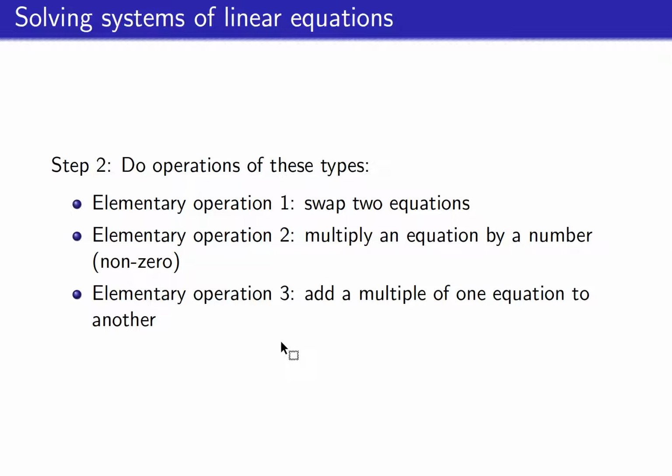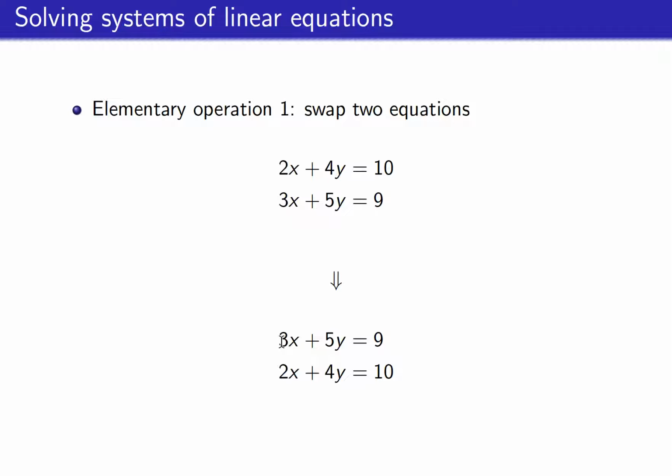So let me illustrate these operations with some examples. So let's say we have this system here. This is the system that we were dealing with just recently. We can swap the two equations. Obviously, that doesn't do very much, right? It's basically the same system. It's just we put the equations in a different order. So there's not much to say about that. That's pretty easy. That's called elementary operation of type 1.